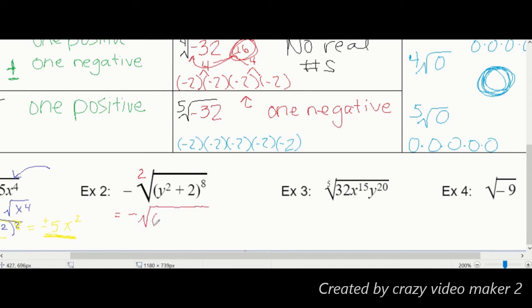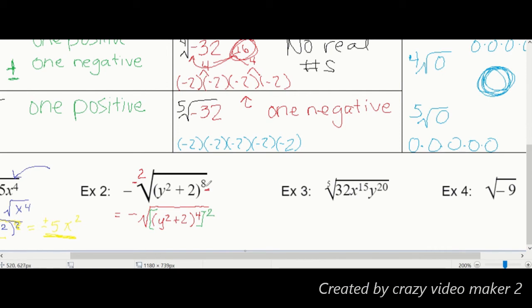Underneath, we're going to have y squared plus 2. We're going to make it to the 4th. This is because 8 divided by 2 gives us this 4. So we're going to have a 4 there. Then I'm going to build some more brackets just so that it looks cleaner. And then we'll have our squared out here because 2 times 4 gives us our 8 up here.